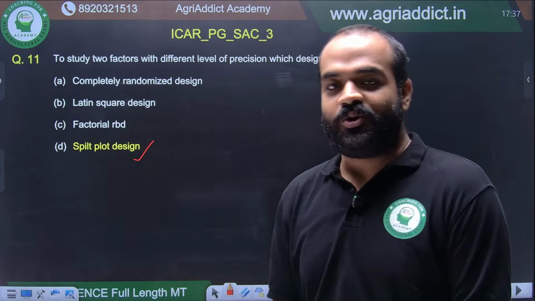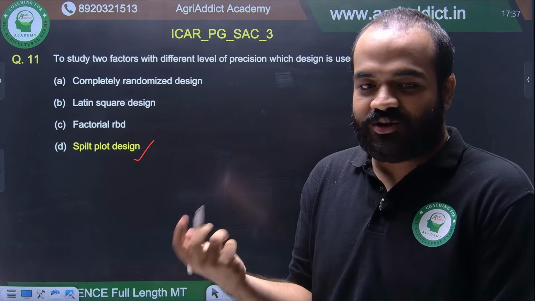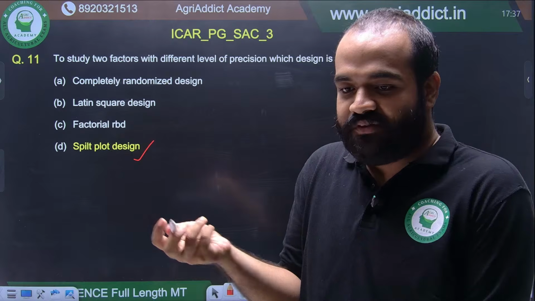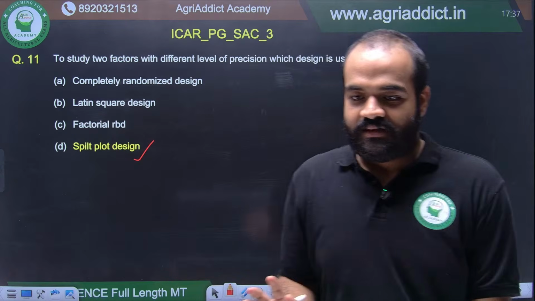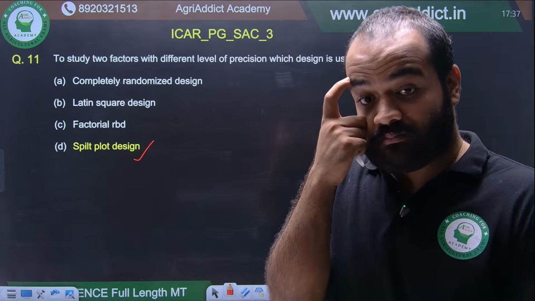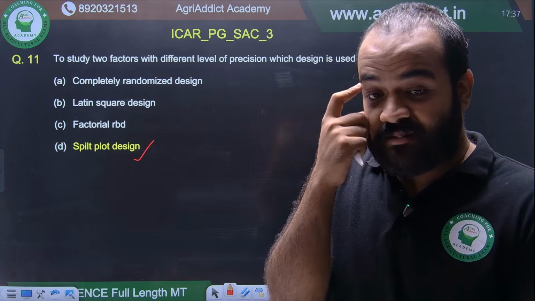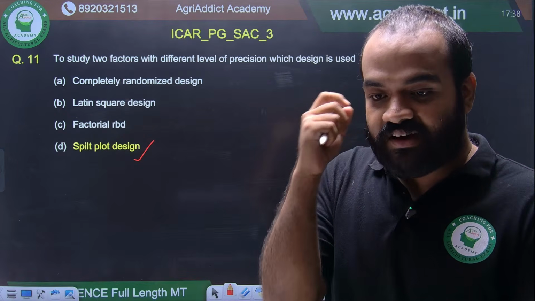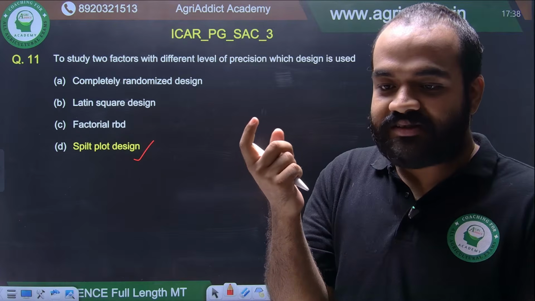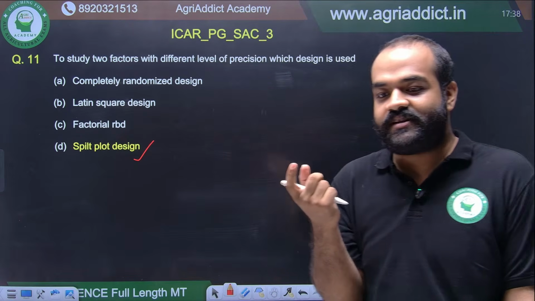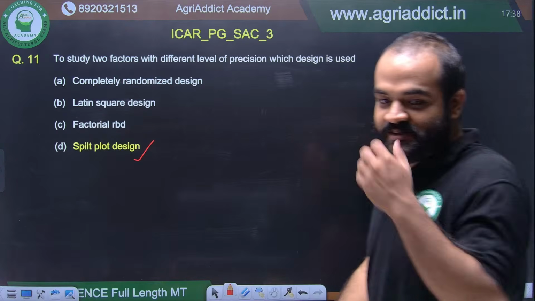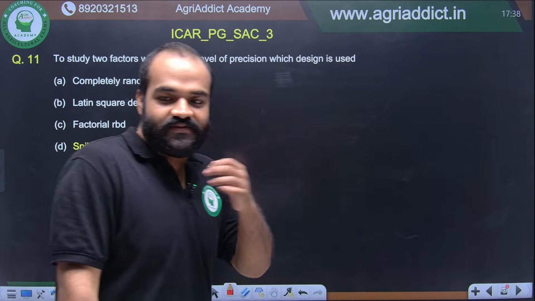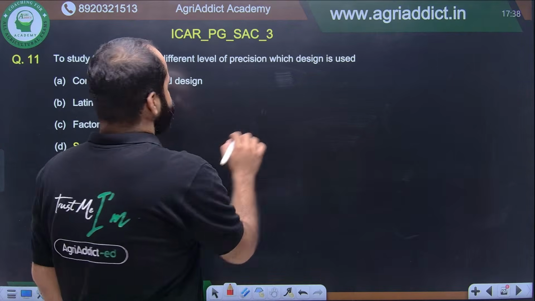Do you guys want to know split plot design क्या है, उसमें क्या होता है, or should I move on? If you want to know, then only I will tell. Otherwise, I will not waste much time. We will go on solving the questions. Completely randomized design क्या है, Latin square design क्या है, factorial RBD क्या है? Are you guys thorough with this? Do you know what is this? अरे explain यार. All right, if you are saying explain, why not?